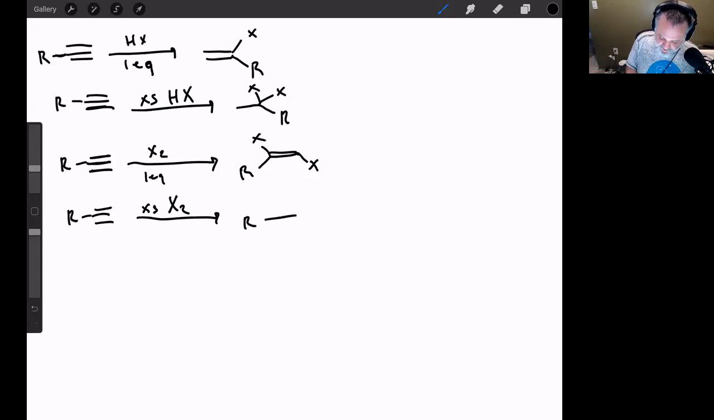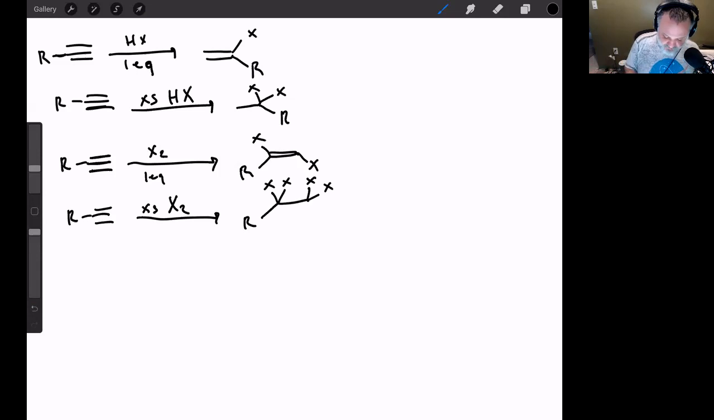then I'm going to add X's everywhere. Every carbon gets an X. And so at the end of the day, again, the alkene is able to react again just in the same way that it did before. So instead of reacting once, the alkyne reacts twice if there's enough reagent.